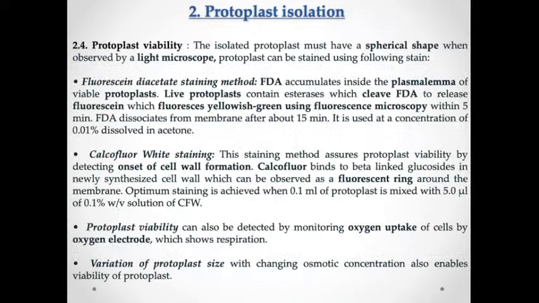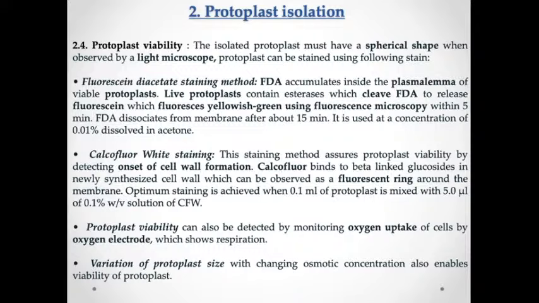So, also your protoplast viability, how could this be assessed depending upon your protoplast isolation. The isolated protoplast must have a spherical shape, so we have to check whether we have spherical shapes or not when observed under the light microscope. This we could check with various staining methods, that is the fluorescein diacetate staining method, the calcofluor white staining method, oxygen uptake, and variation of protoplast size. So these are the four different methods you can use to check protoplast viability.